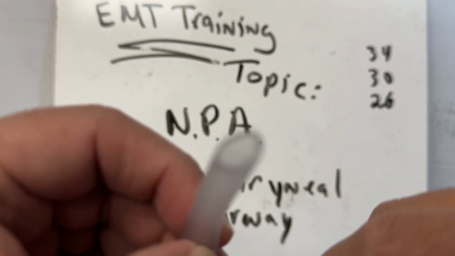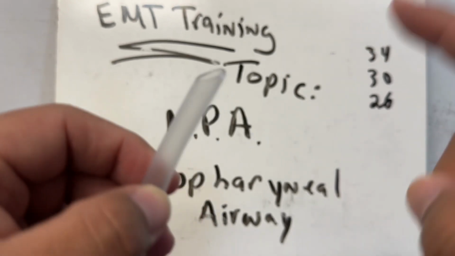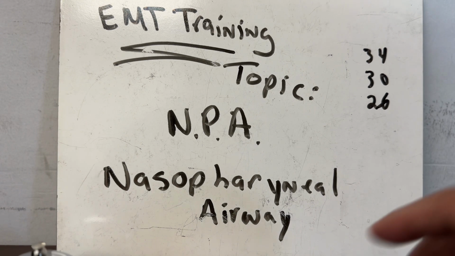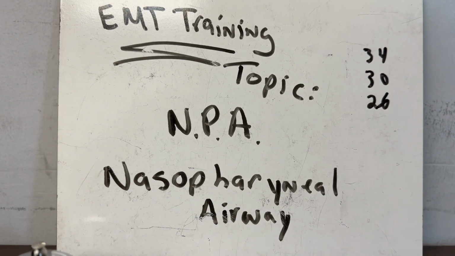See this angled portion of its tip? This part here is called the bevel. The bevel, you probably heard that before. So now remember, the bevel always faces the septum. The bevel always faces the septum. So the bevel always faces the septum.